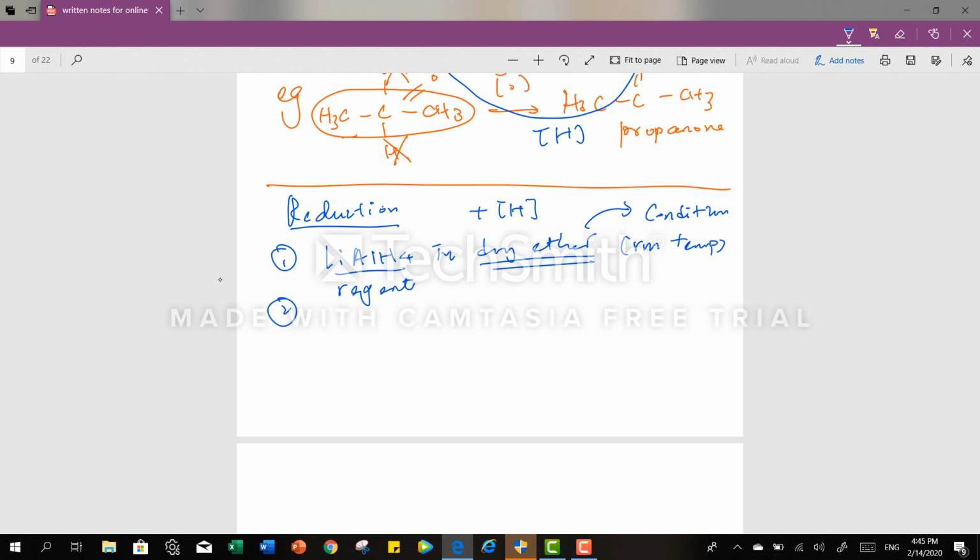Now this is a more powerful one. I will let you know the difference between the first one and the second one. The second one is NaBH4 in sodium hydroxide solution, and you need to warm it a bit. These two can help you to reduce both ketone and aldehyde all the way back to their corresponding alcohol.